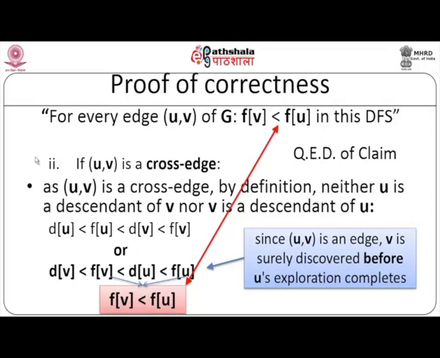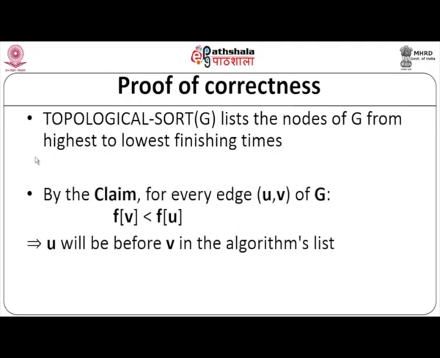Okay. So, by the claim, topological sort lists the nodes of G from highest to lowest finishing times. By the claim, for every edge uv of G, f of v is less than f of u. So, for the edge uv, v finishes first and u finishes next. So, u will be before v in the algorithm's list. That is the proof of the theorem.